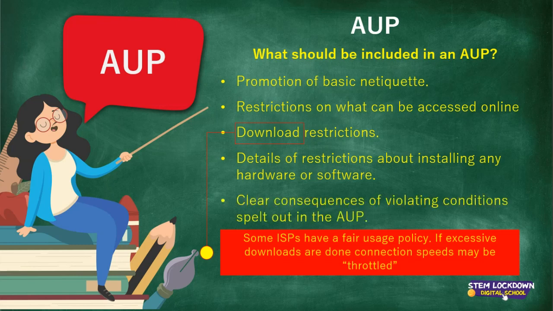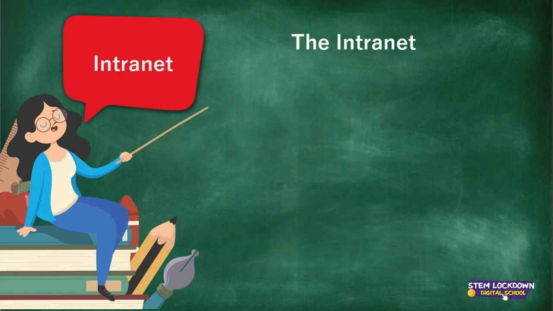And the most important part also is that there should be clear consequences of violating conditions spelled out in the acceptable user policy. Maybe you are probably restricted from accessing the network again. That could be one of the consequences, and so forth. Or maybe if you download a lot, you might be required to pay for the data that you have used. Those are some of the examples of what can be an acceptable user policy.